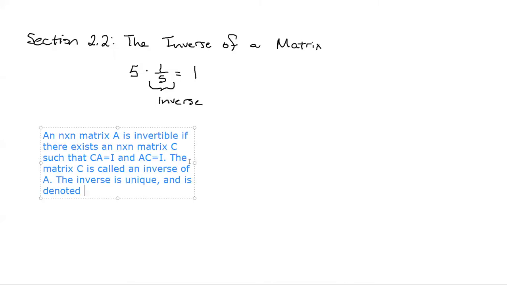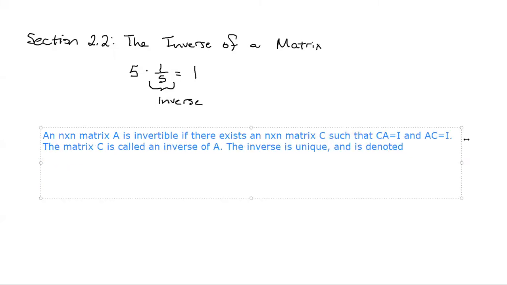All right, so let's talk about what an inverse actually means in terms of matrices. Let's start with this definition of what it means to be invertible. An n by n matrix A is invertible if there exists an n by n matrix C such that when you multiply them together, you get the identity matrix. The matrix C is called an inverse of A and is in fact unique, and we denote it as A inverse. So that's A raised to the -1.